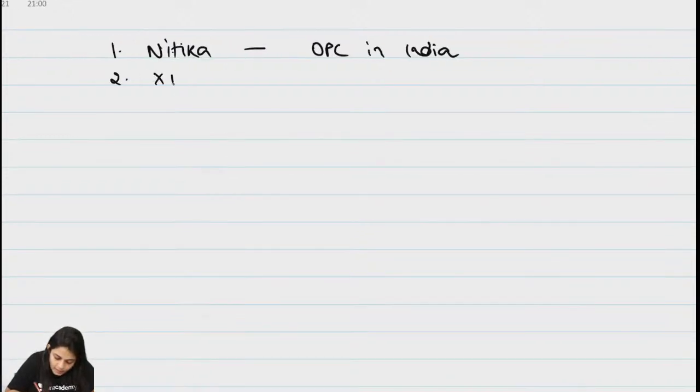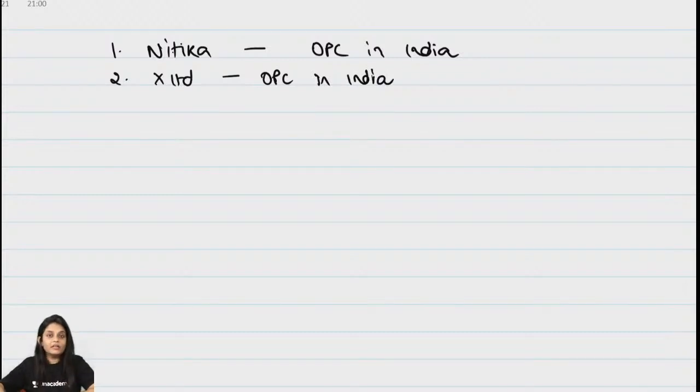can X Limited form an OPC? Obviously in India, we are always talking about in India. Can X Limited form an OPC in India? Maybe no. Maybe yes. Maybe no.